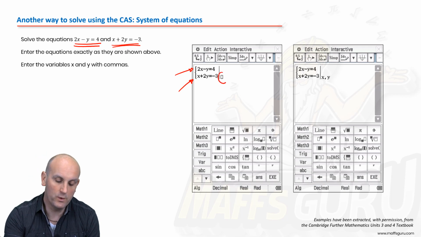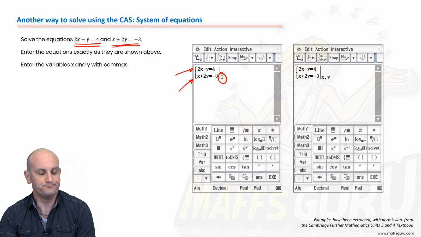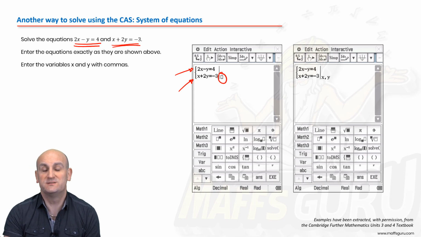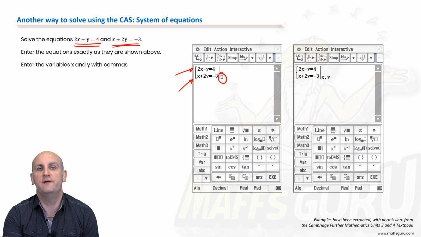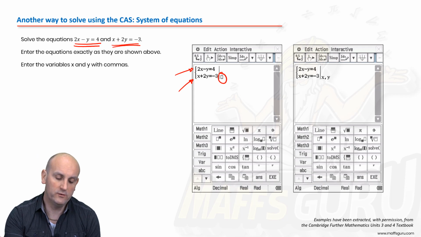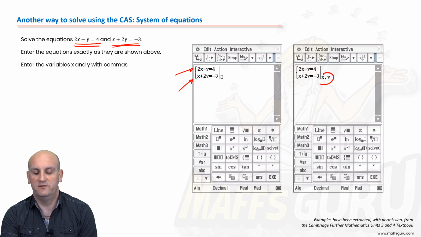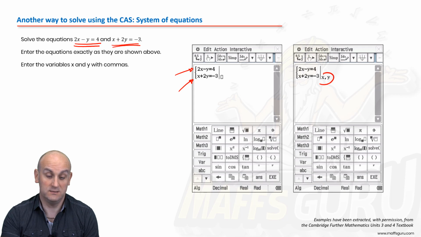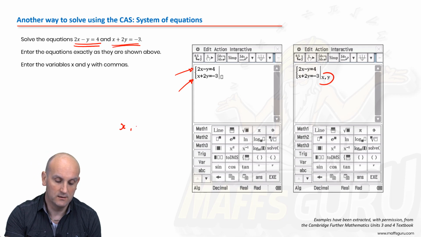So the question is, what do I put in that little box there? Well, it's all well and good putting in equations, but you've got to tell the calculator what values you're asking it to try and solve for. It's not that clever, all right? So what are our pronumerals that we don't know? What are the values we're trying to find? As it turns out, we're looking for the values of x and y. And so that's exactly what you put. You put x, comma, y.